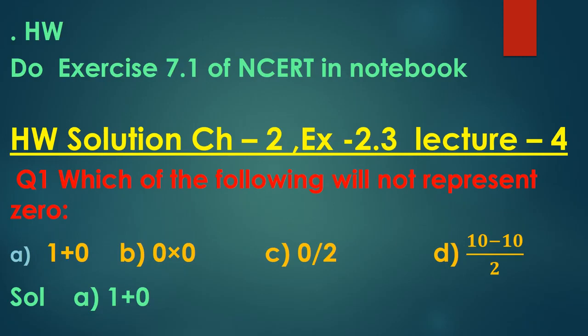Now see, 1 plus 0 is 1. 0 multiplied by 0 is 0. And the C part, 0 upon 2, is also 0. And 10 minus 10 is 0, and 0 upon 2 is also equal to 0. So, which of the following will not represent 0? The A part is the correct answer, that is 1 plus 0.